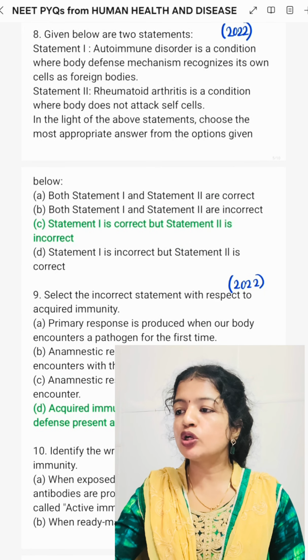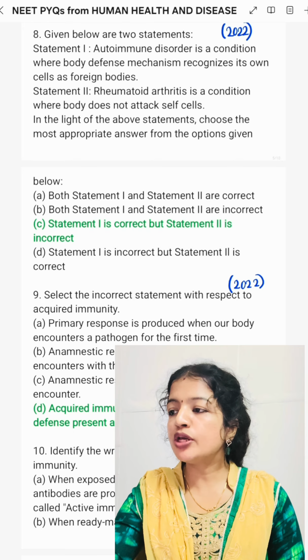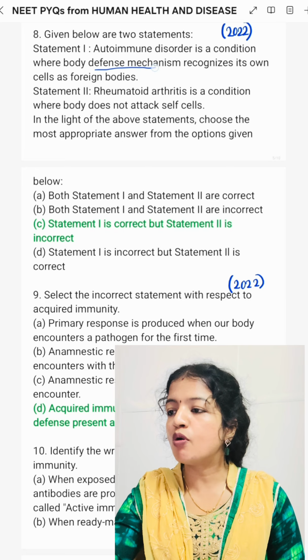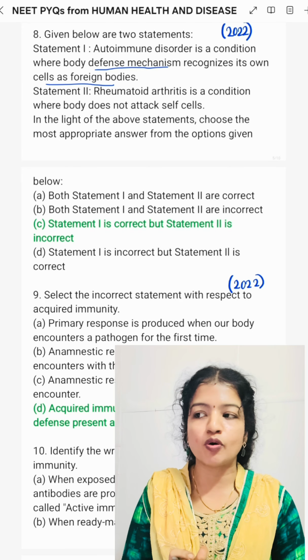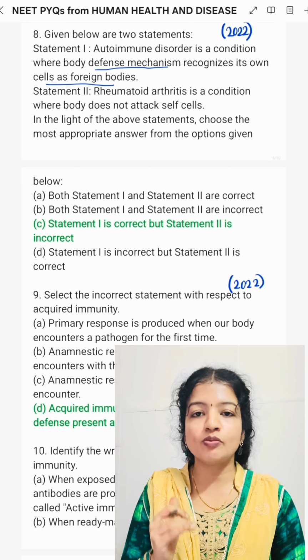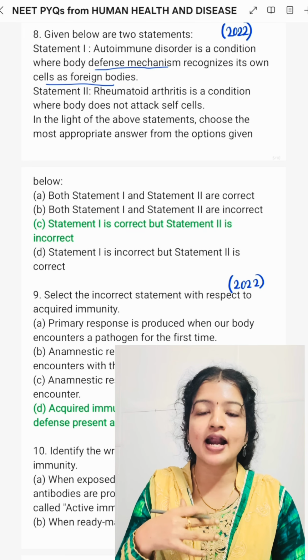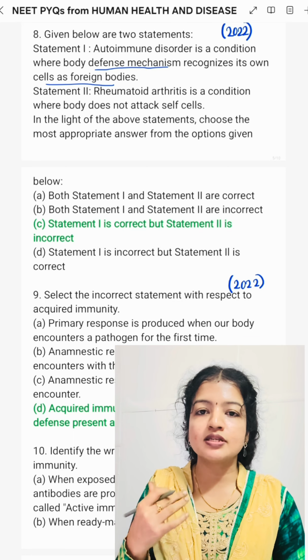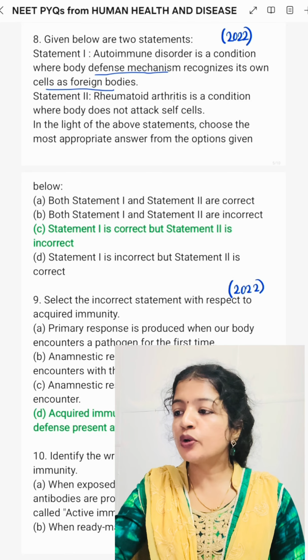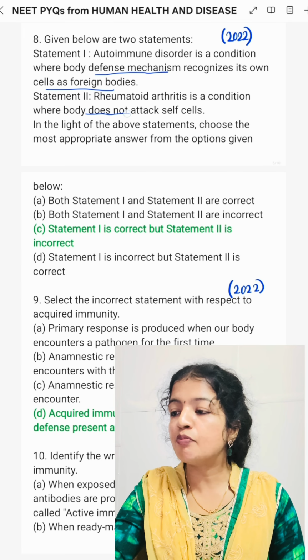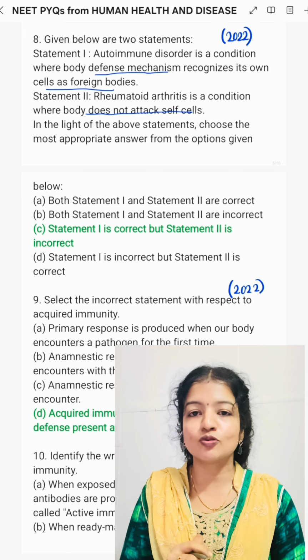Then given below are 2 statements. Statement 1. Autoimmune disorder is a condition where body defense mechanism recognizes its own cells as foreign antibodies. So statement 1 correct. Autoimmune diseasesla நம்ம own cells foreign antibodies நினைச்சு நம்ம immune system attack பண்ணும், அதான் autoimmune disease. So statement 1 correct. Statement 2. Rheumatoid arthritis is a condition where body does not attack cells ன்னு கொடுத்திருக்காங்க, which is wrong.